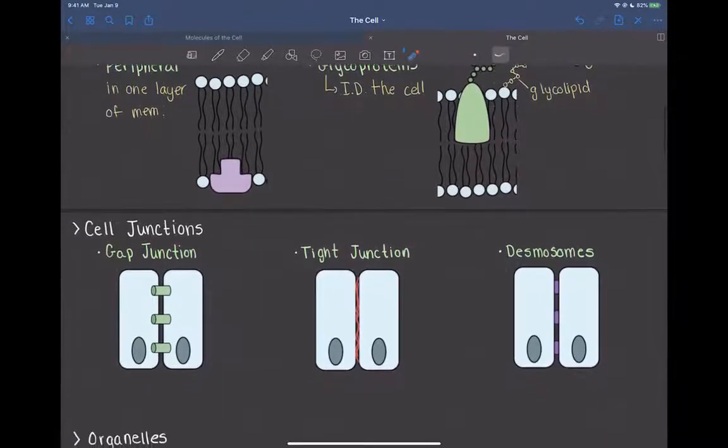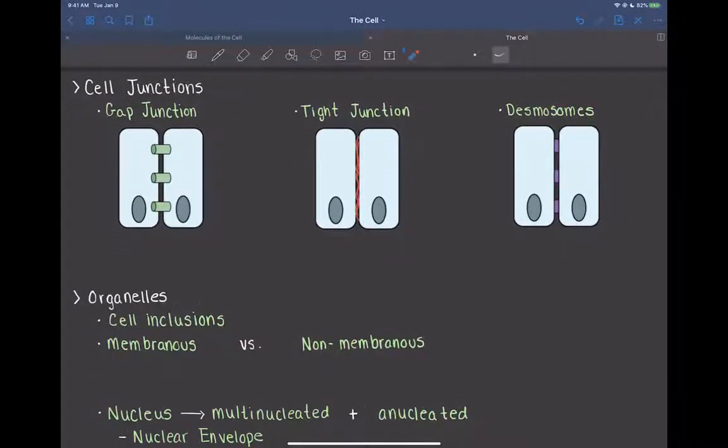Okay, so let's talk about junctions because this does involve also interactions between kind of the cell membrane between cells. And then we can move on to other organelles. Okay, so with cell junctions, there's three types we're going to talk about. So the first type of cell junction is called a gap junction. Okay, so gap junction is where an actual tube, right, a channel forms between cells.